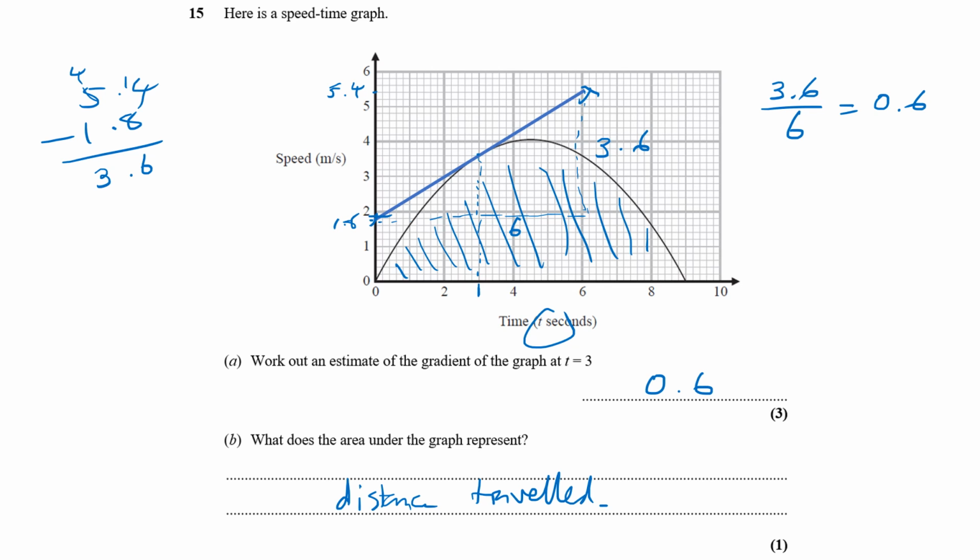So you get 1 mark for drawing a tangent, 1 mark for correctly doing a change in y divided by a change in x, and 1 mark for getting the answer within the required range. And finally 1 mark for recognizing that the area under the curve of a speed time graph is the distance travelled.